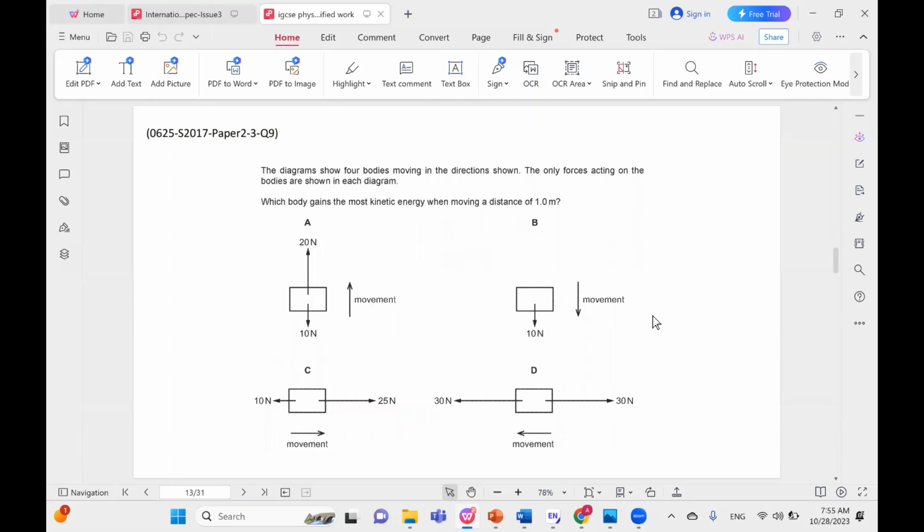And since work equals force times distance, and we are told that they all move a distance of 1, the distance is irrelevant because they all have the same distance. So we're just looking for the maximum force in this question. And it has to be parallel to the direction of motion, of course, in the same direction as the movement, so that it would gain kinetic energy, it would have more energy, not less energy.